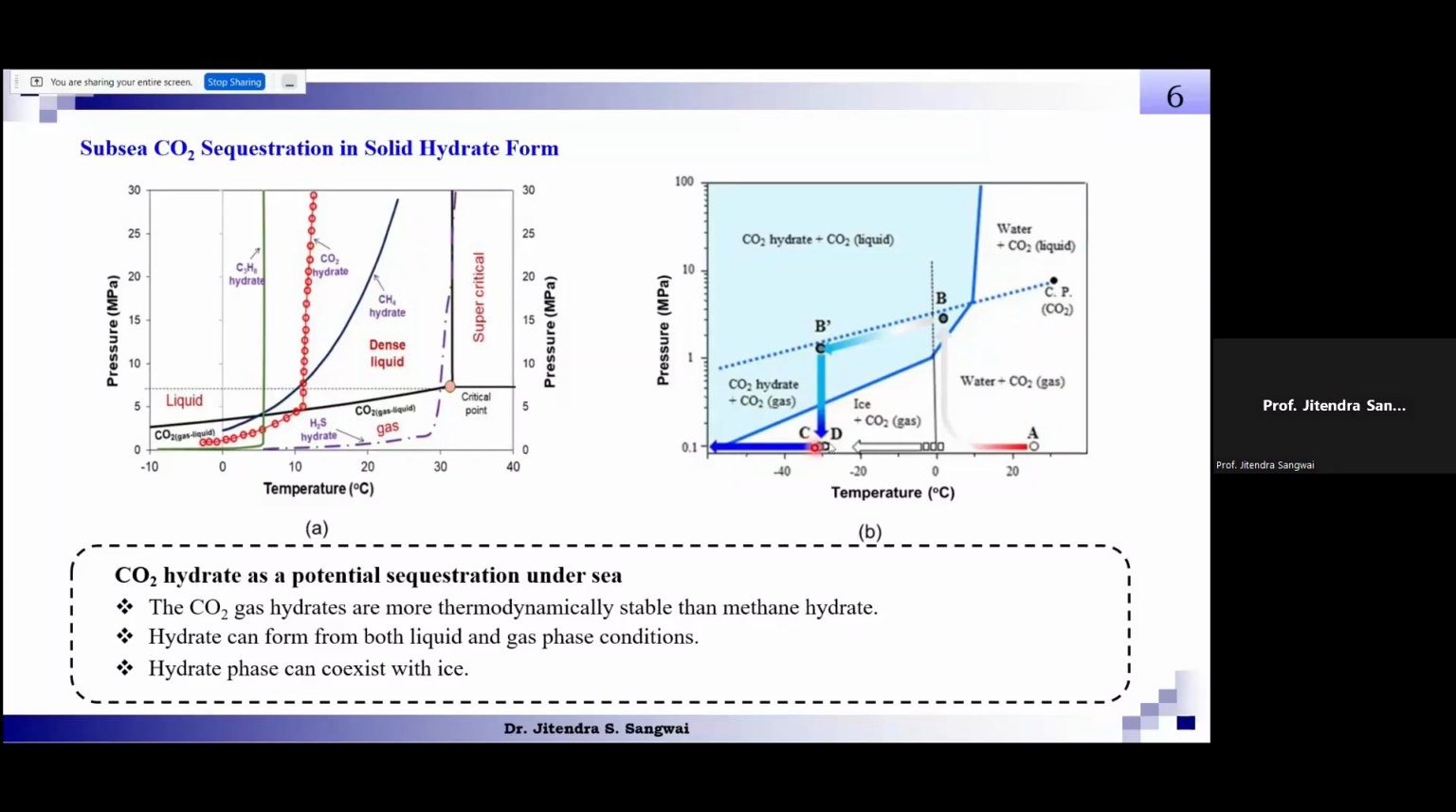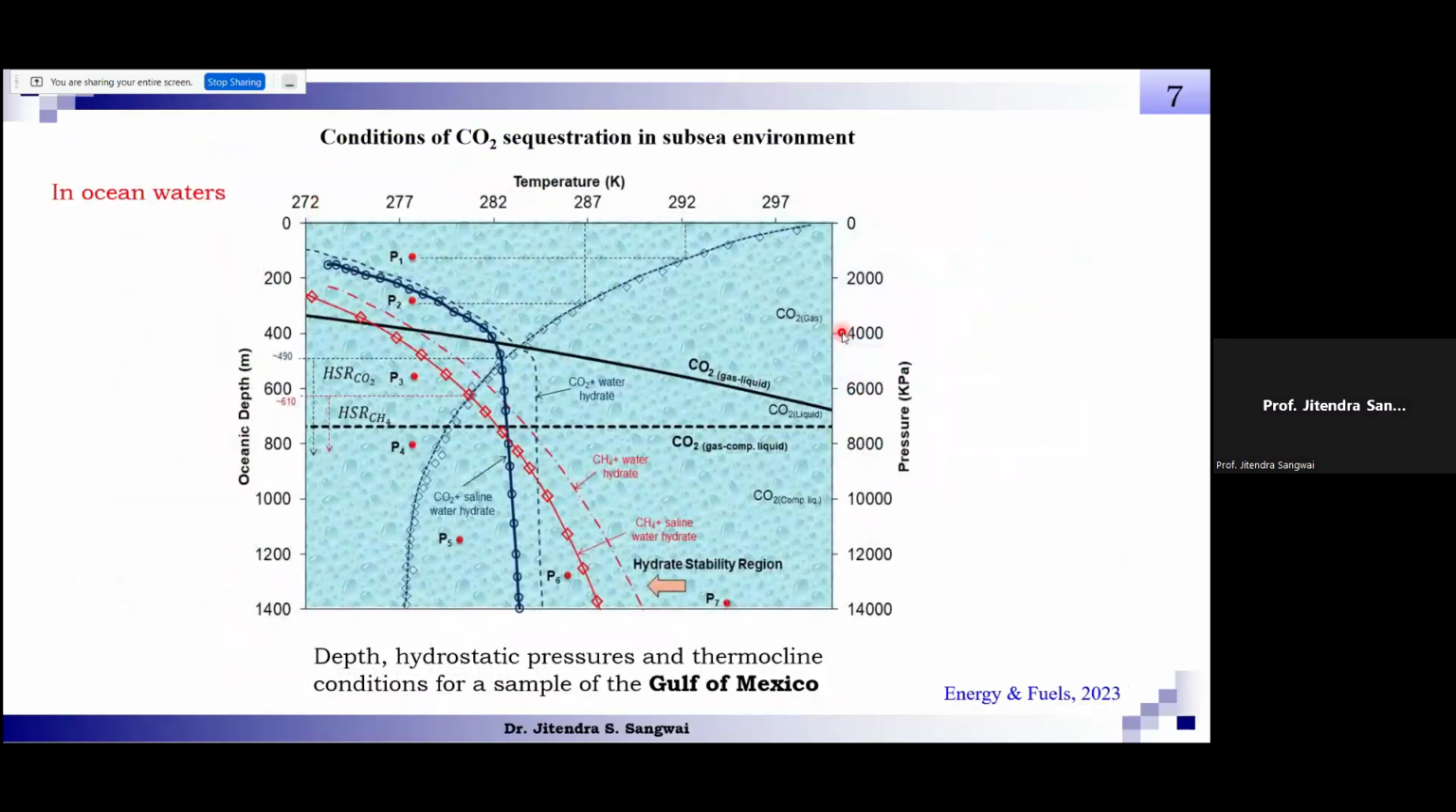So you may have only gas and water, or ice here in this case. This is ice and gas. You can have water and CO2 gas. Here you have CO2 hydrate and CO2 liquid. You have CO2 hydrate and CO2 gas. So one can understand that this phase diagram provides very important insights into how the CO2 hydrates may form and at what condition. Now, let us look at the ocean condition.